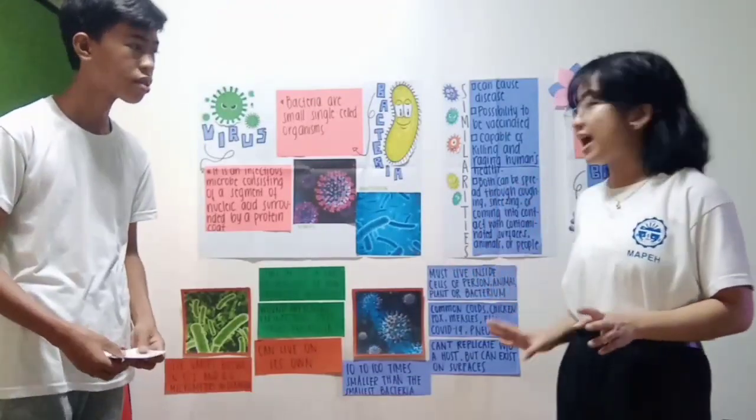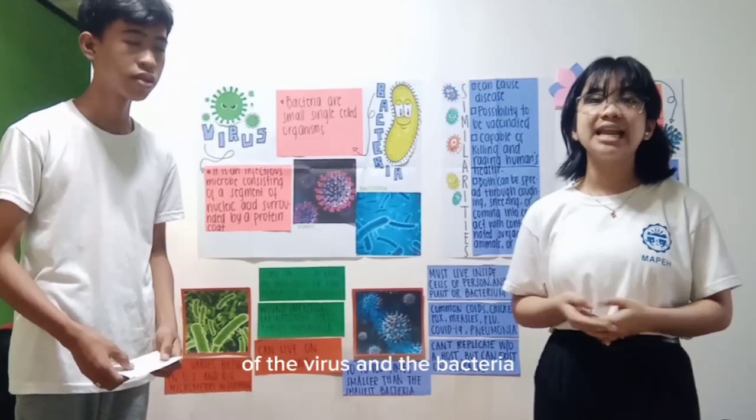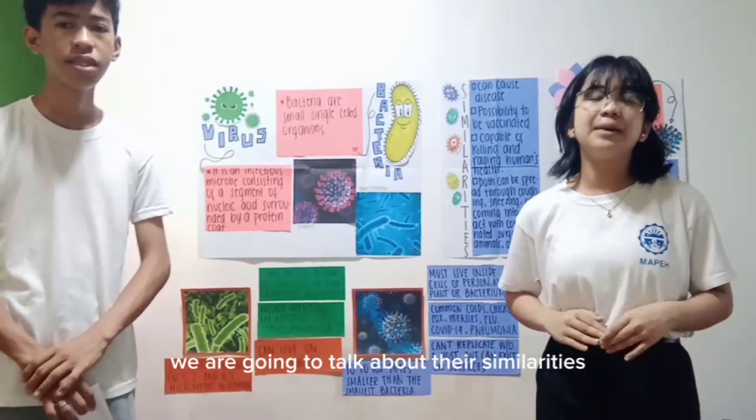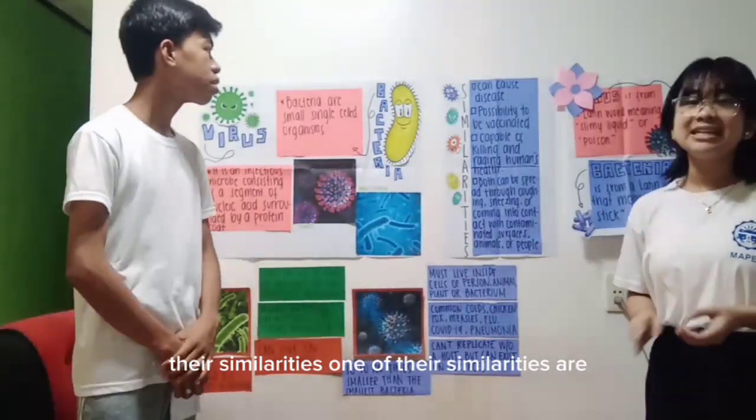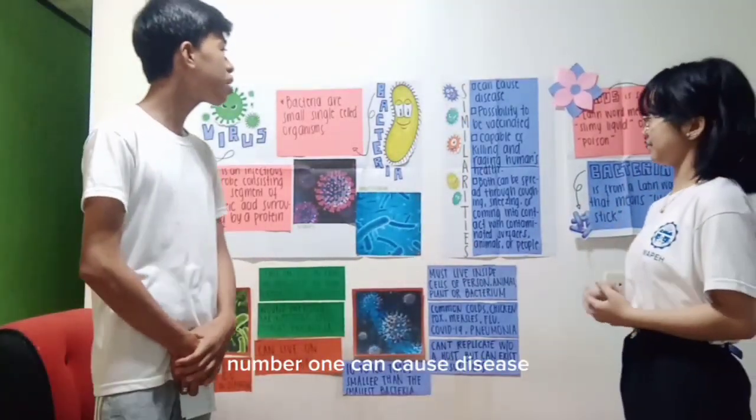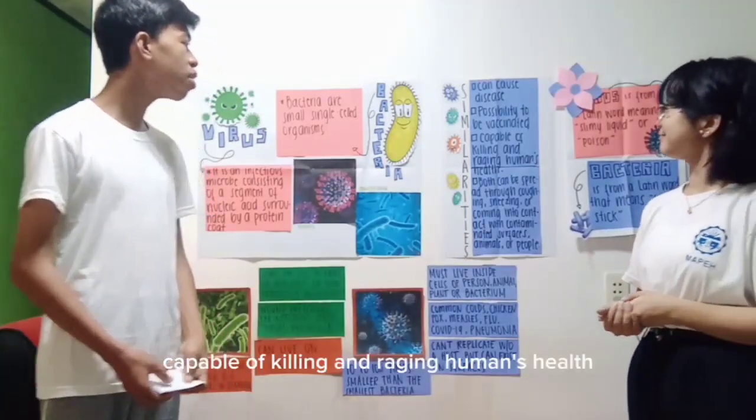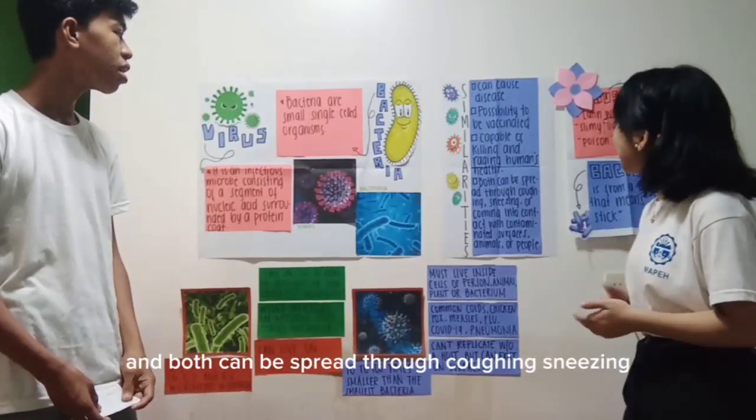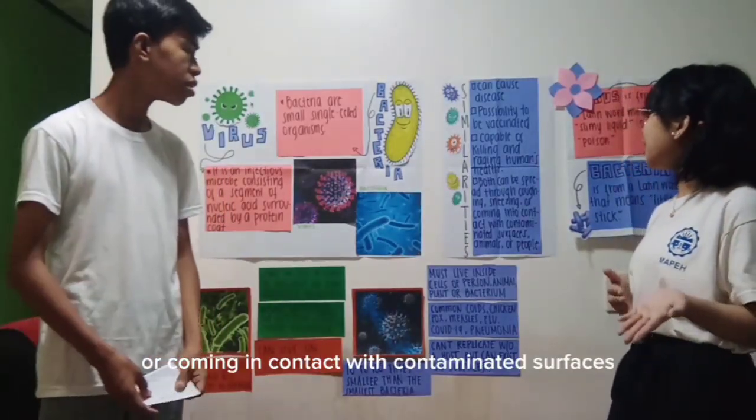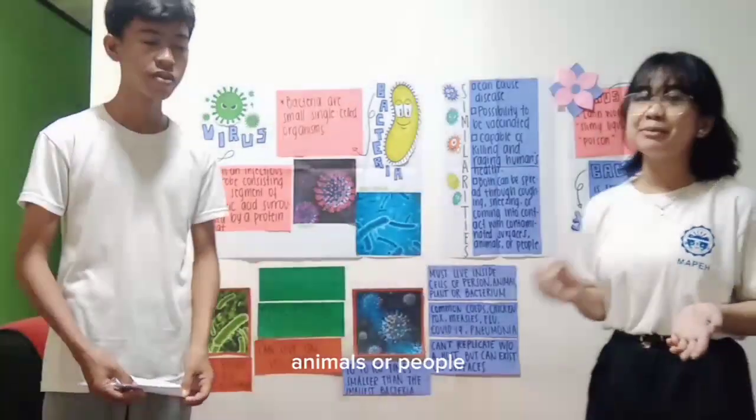Now that we've learned about the differences of the virus and a bacteria, we are going to talk about their similarities. One of their similarities are, number 1, can cause disease. Possibility to be vaccinated. Capable of killing and ravaging human cells. And both can be spread through coughing, sneezing, or coming in contact with contaminated surfaces, animals, or people.